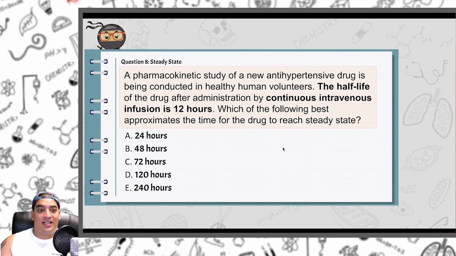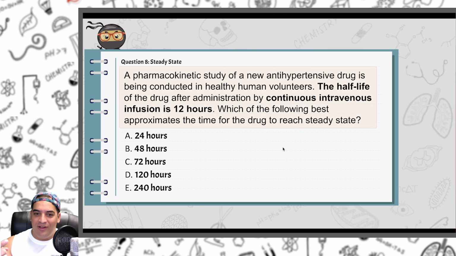All right, guys, so here's the next question. We got a pharmacokinetic study of a new antihypertensive drug. It's being conducted in some healthy human volunteers. The half-life of the drug after administration by a continuous infusion is about 12 hours. That's the half-life. What do we know about half-life, which, again, is very, very important? How many half-lives does it take for the drug to reach steady state?